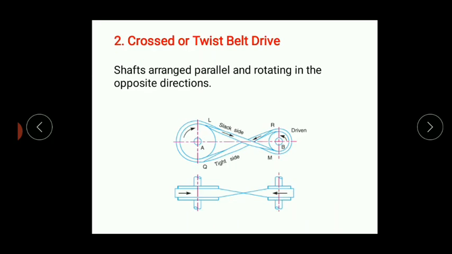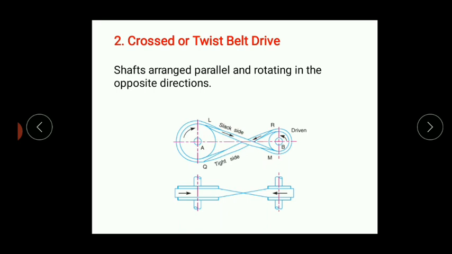Now the next one is the crossed or twisted belt drive. Just observe here, this is the driving pulley and this one is the driven pulley. The driving pulley is rotating in the clockwise direction and it is pulling the belt from the lower side and releasing it on the other side. So the belt on the lower side has more tension compared to the other side. That's why the lower side is the tight side, and it releases the belt on the other side. So that side is the slack side.